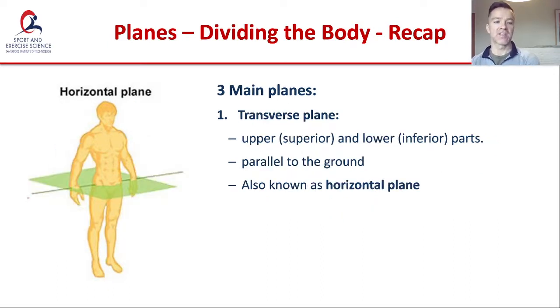Finally, then, we've got the third of our 3 main planes, which is the horizontal or transverse plane. Again, 2 names for the same thing, and this divides the body into upper and lower portions, or again, more specifically, superior and inferior portions. This runs parallel to the ground. So there are 3 main planes: the sagittal plane, the frontal or coronal plane, and finally the horizontal or transverse plane, dividing the body into left and right, front and back, upper and lower.